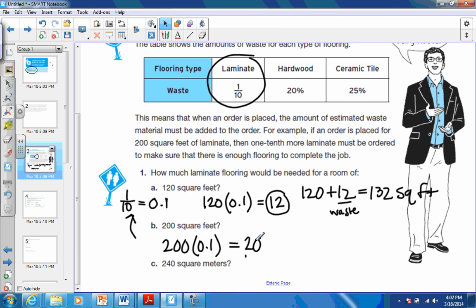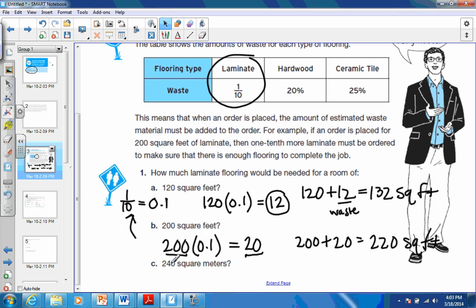Okay, so from there, we're going to take what our original is, what our waste is, and we're going to add those together. So we have 200 plus 20, which gives me a total of 220 square feet. Again, this is what we're thinking is going to do the job. That may be like the square footage of the house, the floor in the house. We need to make sure we have plenty, so that waste, the excess, which is a tenth of 200, we're going to add those two numbers together to get our total of 220 square feet.